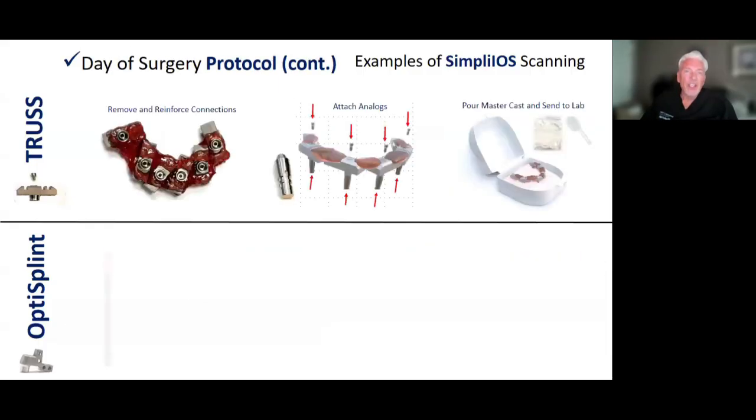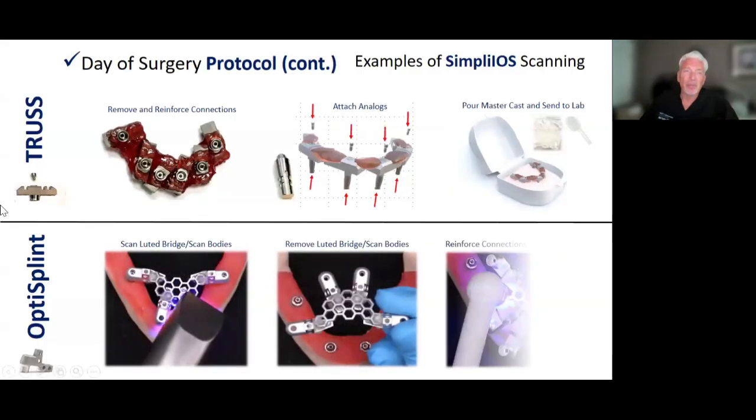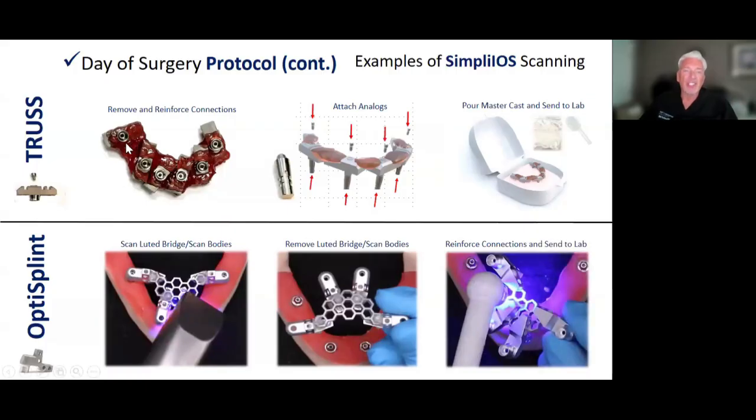Then with any system that you're luting together, when it comes out of the mouth, you want to reinforce that for shipping purposes, and you don't want anything to move. Very important. Nothing moves here, right? Truss has analogs that come out in their kit, and they actually provide a little denture box, a pre-measured amount of powder of lapstone, and a little measuring vial for water, and you can mix it up and pour a little master cast. Some of this is optional.